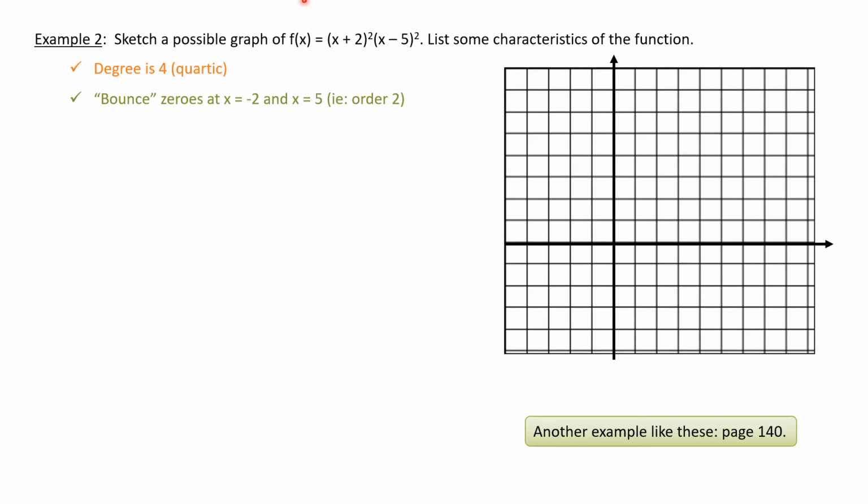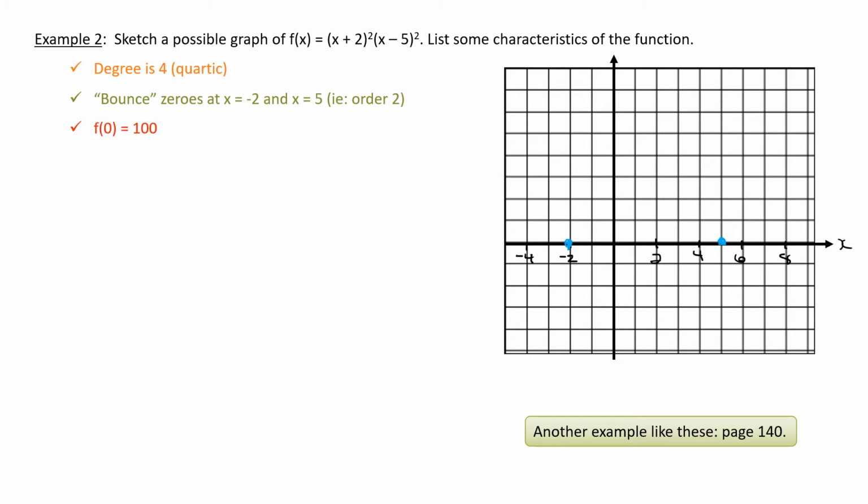So let's put those on first. Again, I'm going to start with labeling my x-axis. I'm going to count by ones on my x-axis, and I'm going to get those intercepts put on with a dot. So I've put those on, the scale and the 2 bounces.